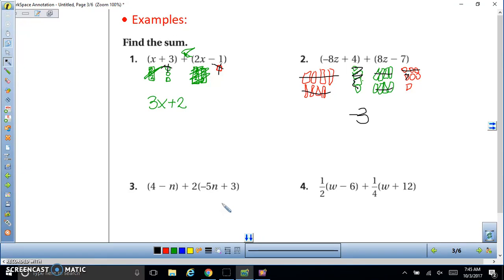All right, now let's look at number 3, and let's see what we have. Again, using algebra tiles just so we get that concrete. We have a 4 with 1, 2, 3, 4.